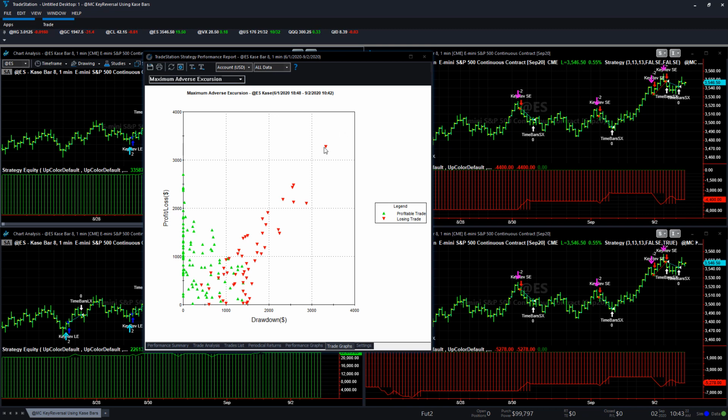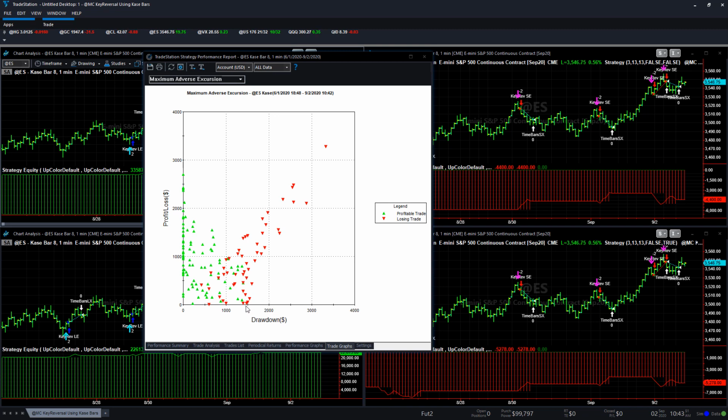This triangle way out here, which had a drawdown of about $3,300, actually lost about $3,300 if you read across. This is the P&L. So this trade lost $3,300. It drew down $3,300. But if I had a stop loss in place at 1,000, then this would only have lost $1,000. It wouldn't have lost $3,300. That'd be great. But take a look at a trade down here.